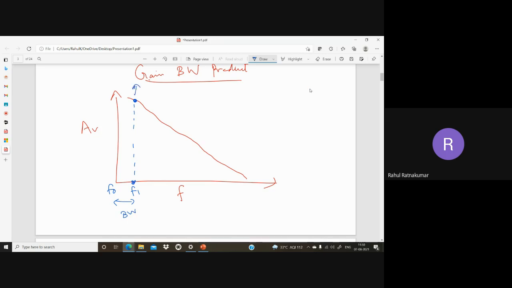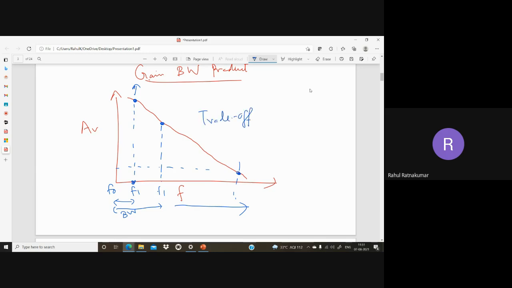If I try to reduce my gain a bit, I may increase my bandwidth. Definitely my bandwidth has increased a bit. If I go on reducing the gain maximally, my bandwidth is definitely going to extend, but my gain is suffering. So there is always a trade-off. This is called a trade-off.